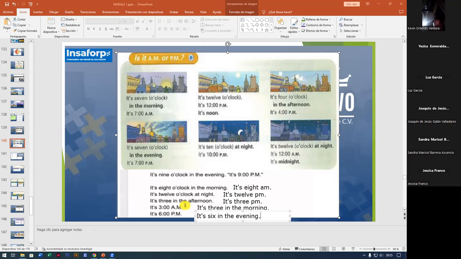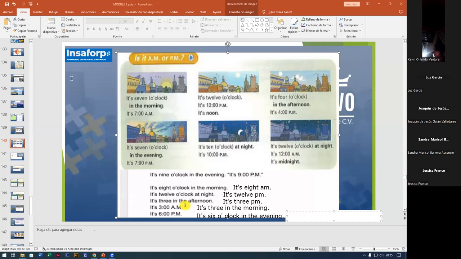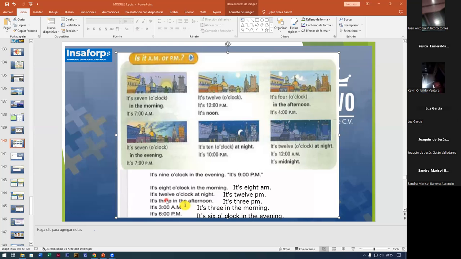Yeah, that's correct. It's six in the evening. Or also you can say 6 o'clock, right? Because it's an exact time, so you can say o'clock. It's 6 o'clock in the evening. That's all right. Good one. So you notice that we have different options to say the time. It's not one specific manner to express it.